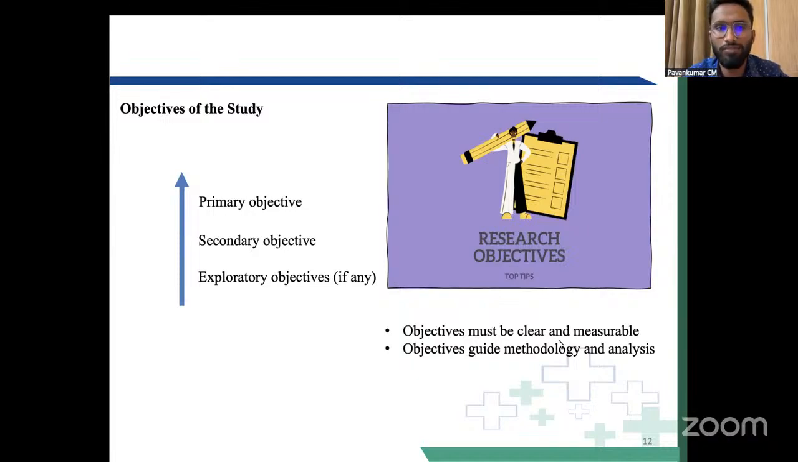So once we carry out any kind of research, there are some standard ways of leaving a thread of the research. Someone who reads our research, or someone who is interested in that field, may identify a research gap, or we could give a thread for him, and he will carry out that thread and conduct the new research which we have not done. So objectives must be very clear and measurable, and objectives guide the methodology and analysis, which is also very important.